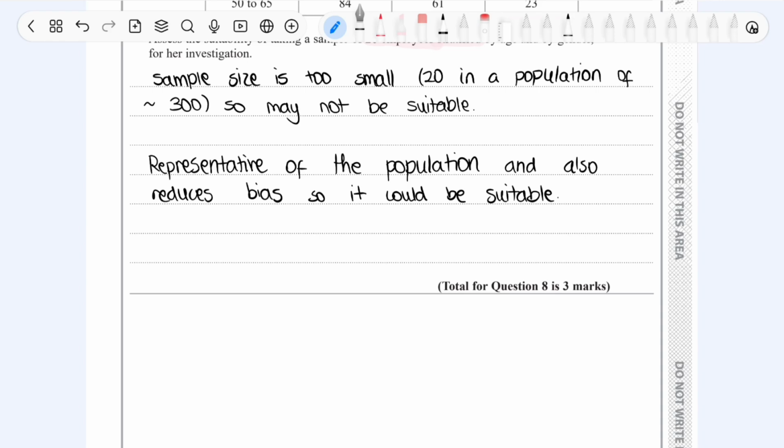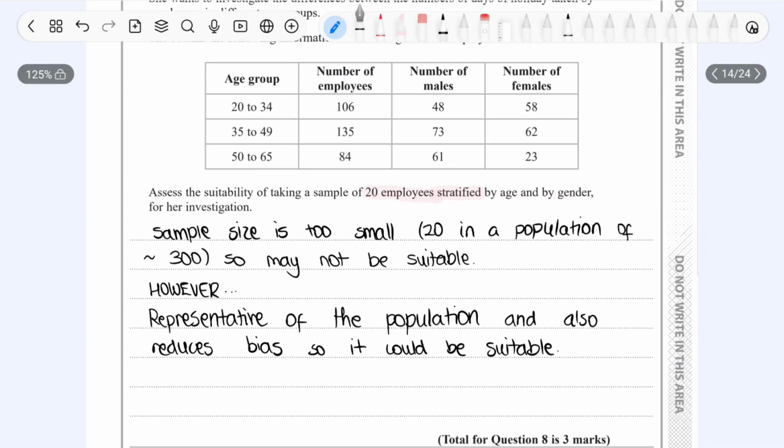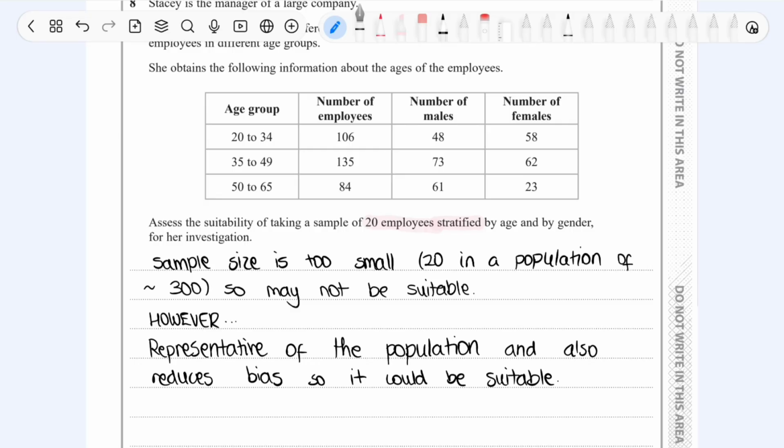Now if you like, you might want to add a connector just to make it smooth flowing. So you can see that there's 1 mark from the top and 2 marks from the bottom. If I check the mark scheme, what else does it say? You could say that it's not appropriate because you shouldn't stratify by the variable you're investigating, and here that is age, which is true. And it would be better if they stuck to one, for example, just gender.